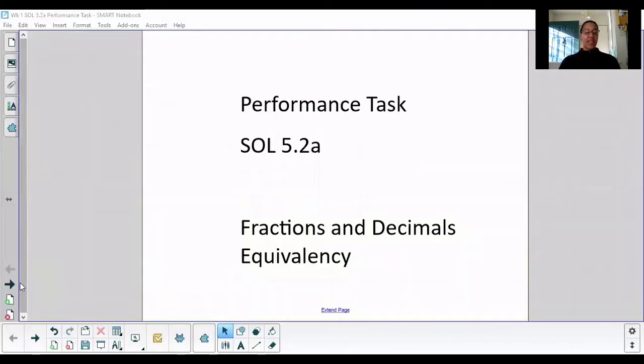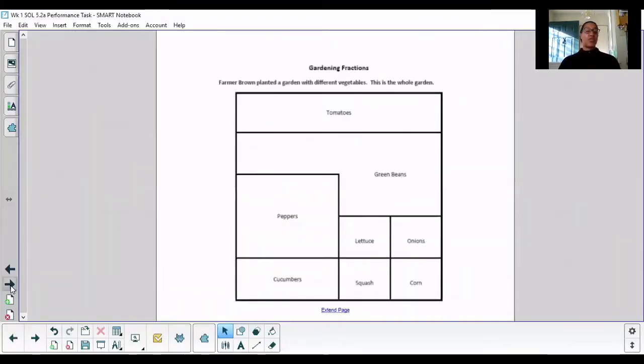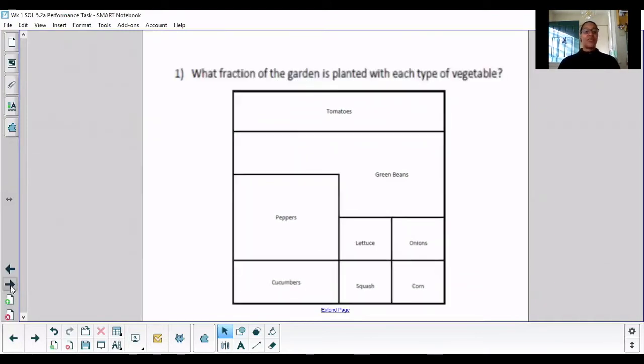All right, performance task. So what did it ask us to do, or what information did it give us? It told us about Farmer Brown and that he had a garden with different vegetables. Oh, you're telling me about the different vegetables? Tomatoes, green beans, corn, squash, cucumbers and peppers, and lettuce and onions. That's correct. Let's see what it asked us to do. So, yes, you have to tell the fraction of the garden for each type of vegetable.